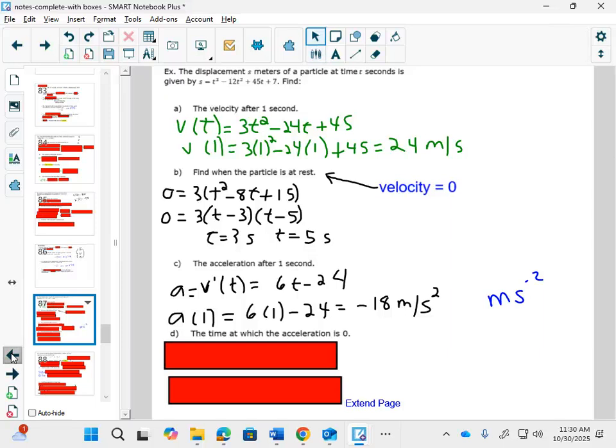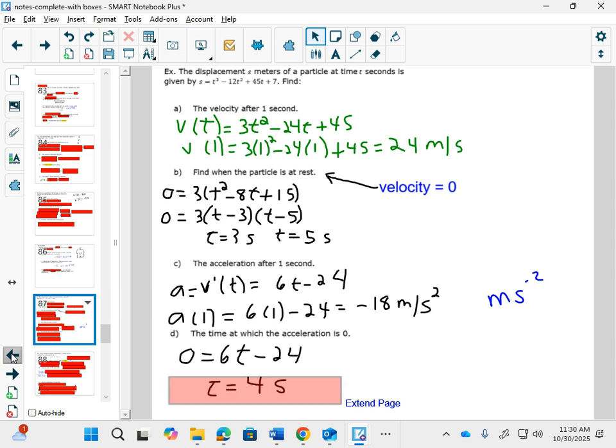At what time is the acceleration 0? So we plug in 0 for acceleration and solve, and it's at 4 seconds. So on page 42, you have a second acceleration question. I will leave that for you.